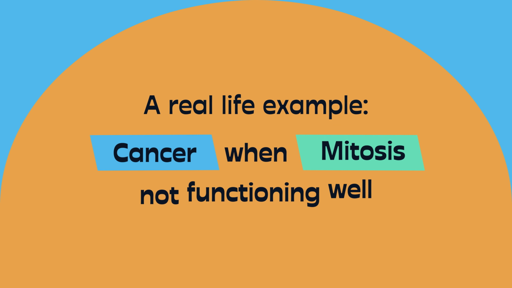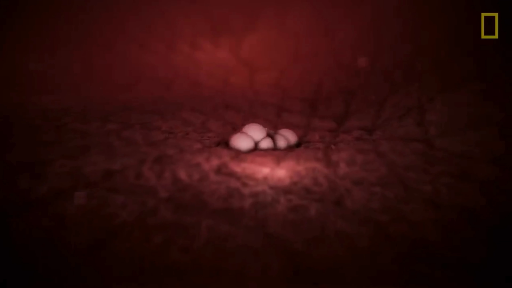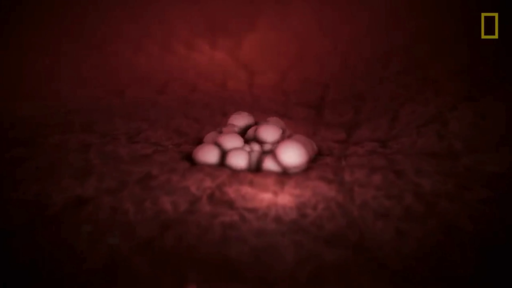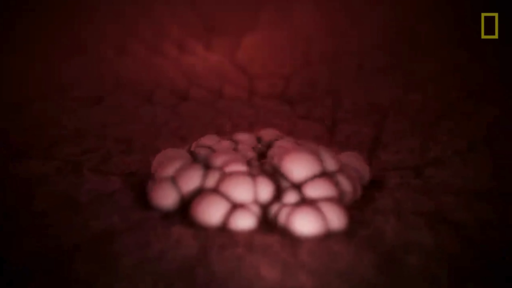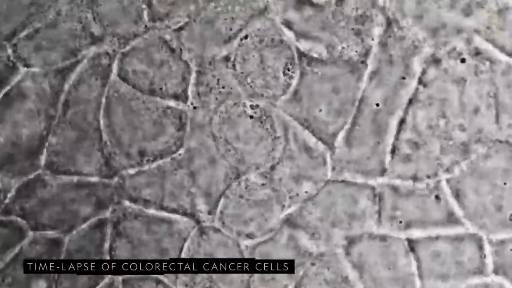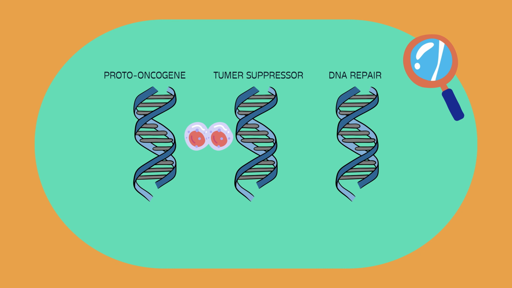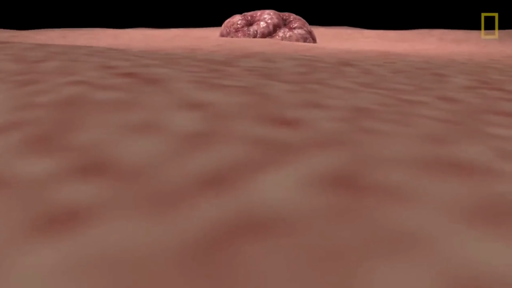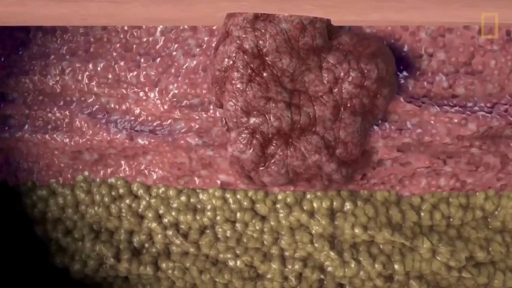Then we delve into a practical illustration of the consequences. When mitosis malfunctions, cancer can result from genetic alterations that disrupt the cell cycle, predominantly affecting mitosis. Proto-oncogenes and tumor suppressor genes, when mutated, can promote and cannot restrain cell division. DNA repair gene mutations lead to genomic instability. Genetic changes impacting mitosis can lead to tumor formation.